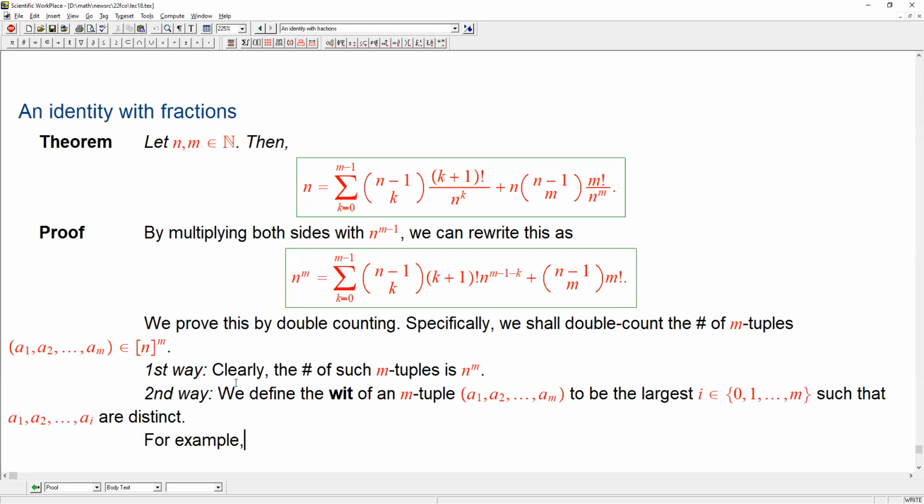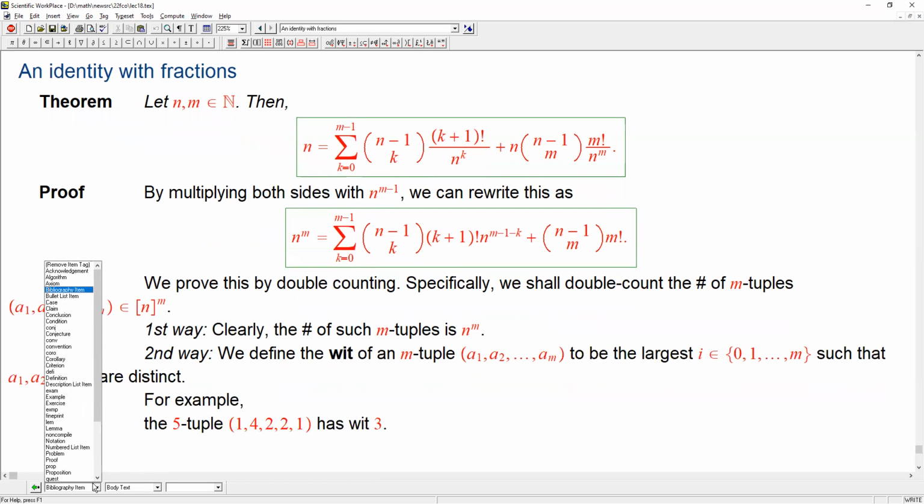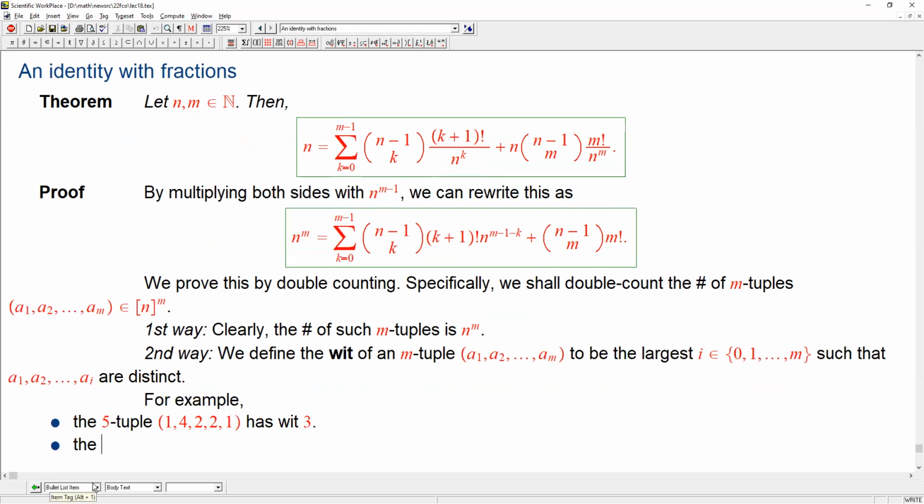So, for example, the 5 tuple 1, 4, 2, 2, 1 has width 3. Why? Because the first 3 entries are distinct, but the first 4 entries are no longer distinct. And there are a few more examples like this. The 6 tuple 1, 2, 3, 1, 2, 3 also has width 3, because 1, 2, 3 are distinct, but 1, 2, 3, 1 are no longer distinct.